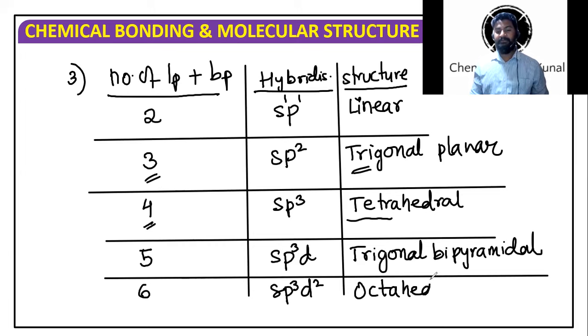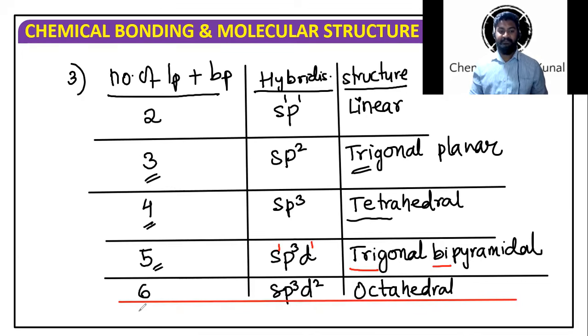How to remember? One more thing. How 5 is basically a trigonal bipyramidal. What is tri? 3. What is bi? 2. So 3 plus 2, 5. SP3D. See? 1, 3, 1. 1 plus 1, 2. 2 plus 3, 5. Tri is 3, bi is 2. So 3 plus 2, 5. All right.